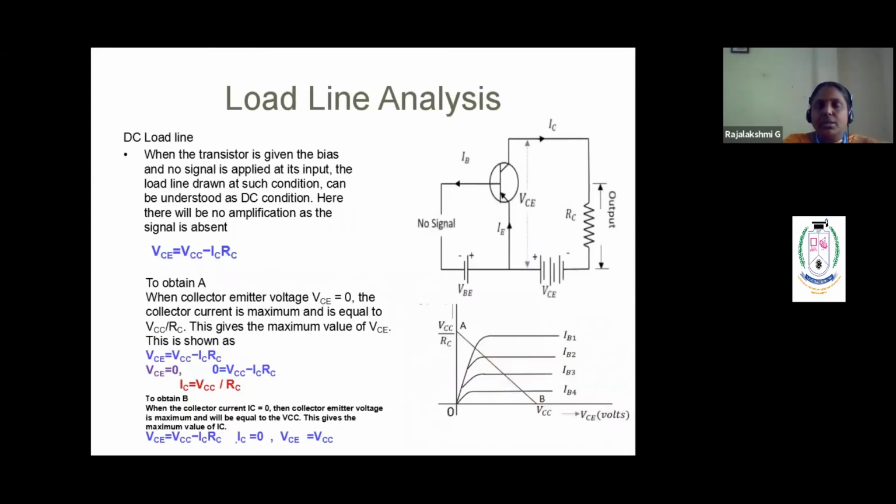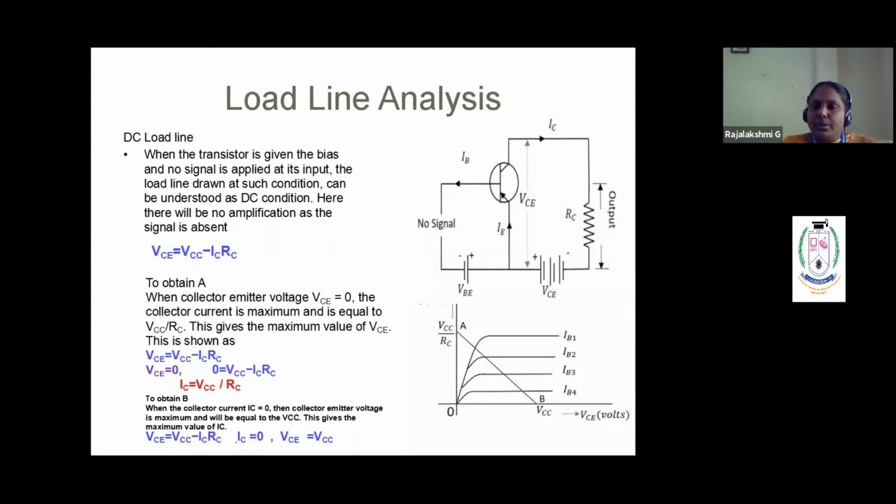So next is load line analysis. Here there are actually two analyses that can be done, AC load line and DC load line. When you are going to analyze the DC load line, you have to see that no input signal is given. That is the AC signal which you are going to amplify, you should not give. So no signal should be given, only DC input should be given.